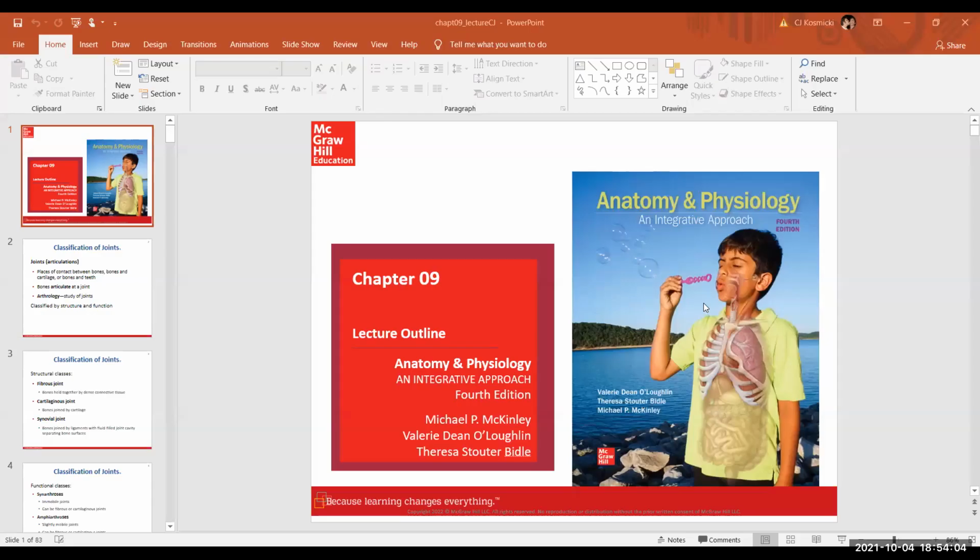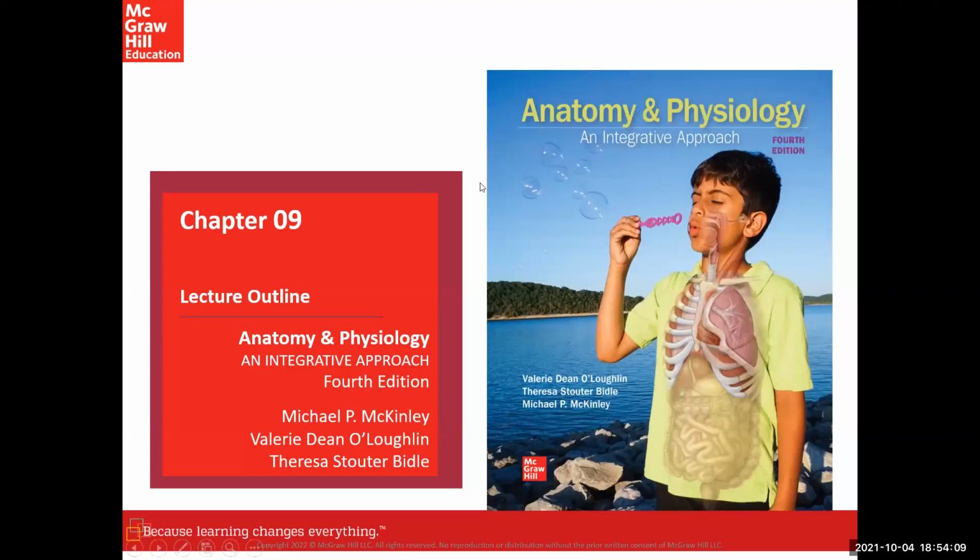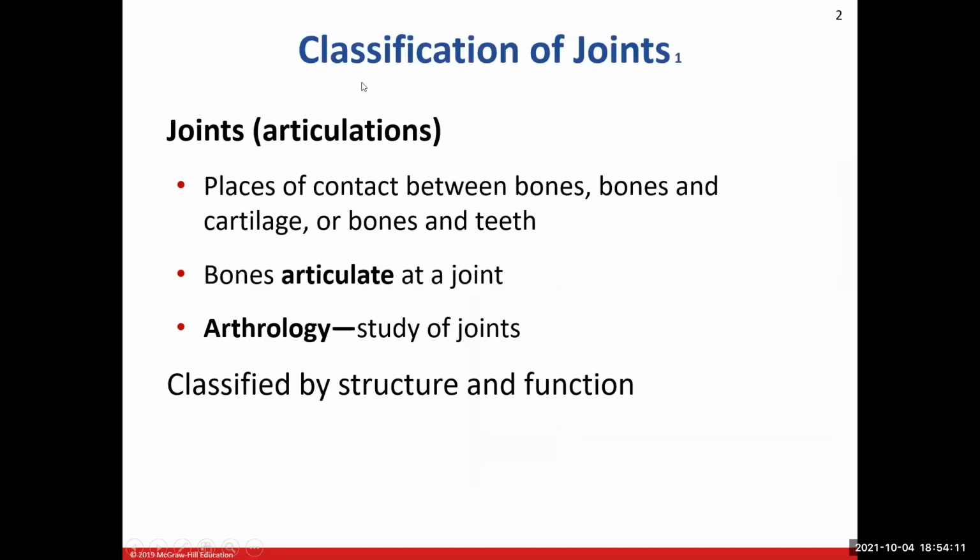All right, let's move on right into chapter 9 and talk about articulations. I mean, this is the perfect chapter to move into after talking about bones. Now you've heard me mention articulations frequently, and so I figured it's the perfect chapter to talk about it now. So articulations are joints. What is a joint?